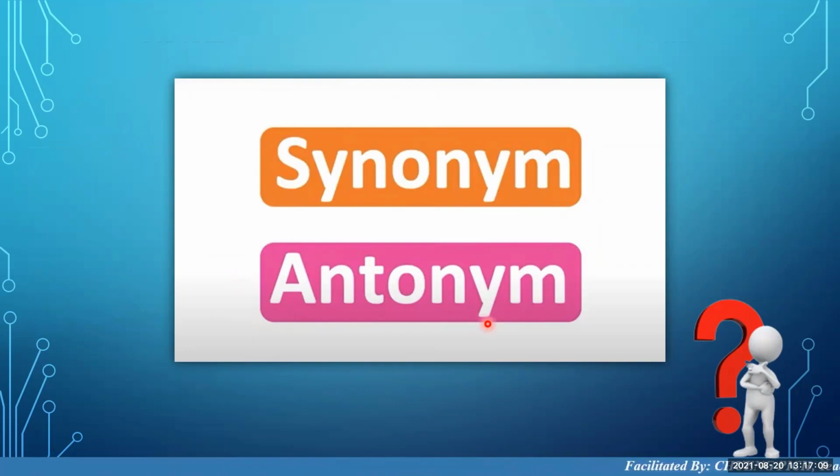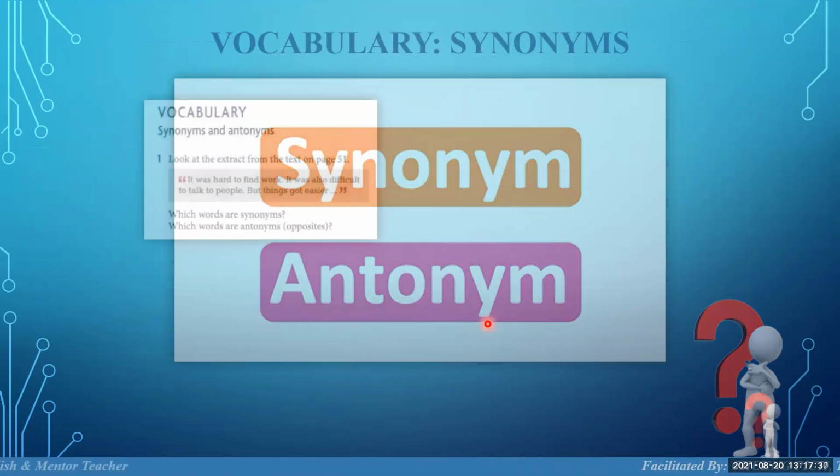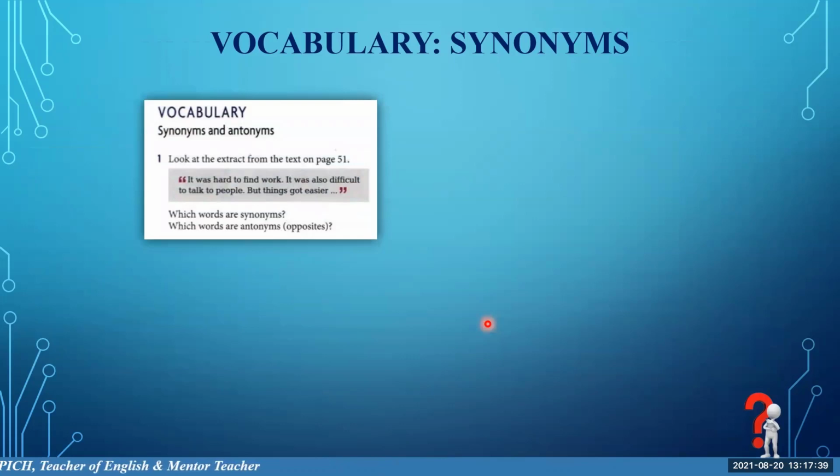Okay, another example is for antonym. For example, we say happy. The opposite word of happy is sad, or miserable. So we can say sad or miserable, something with the opposite meaning of the word happy. All right. So the first point of the lesson here, the vocabulary: synonyms.